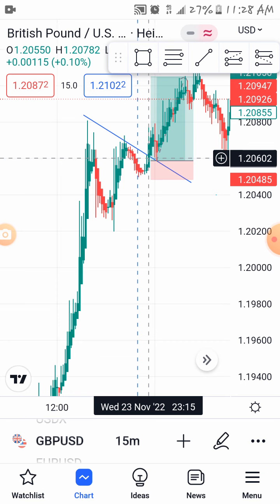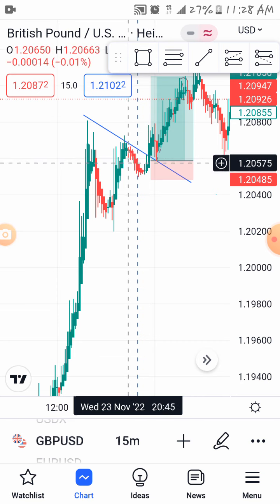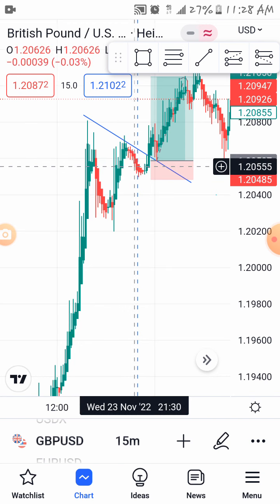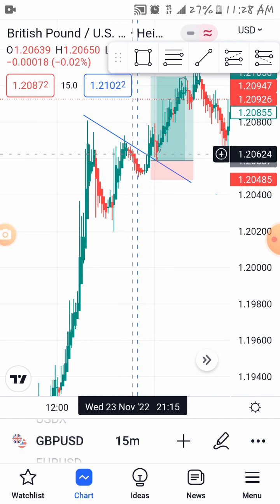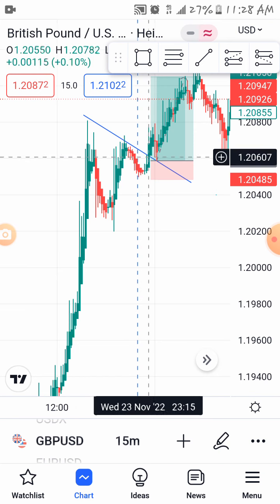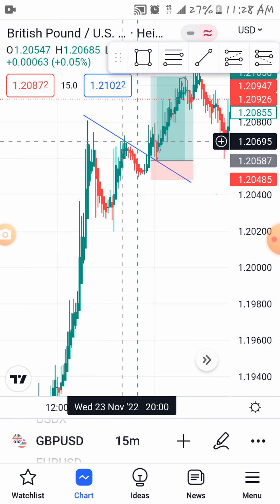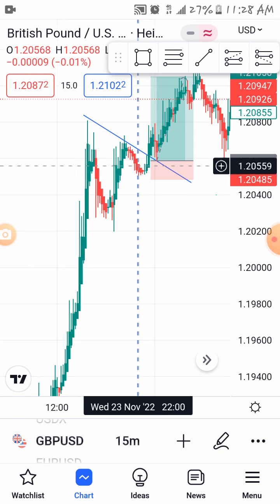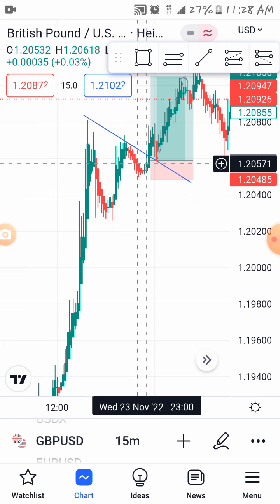1.20600. We tried to break out of it to give us a higher high, but as you can see, there was no volatility in the market at this point because the market was just about to close to begin a new day. Then price reversed down a bit, and the next day started with a buy.